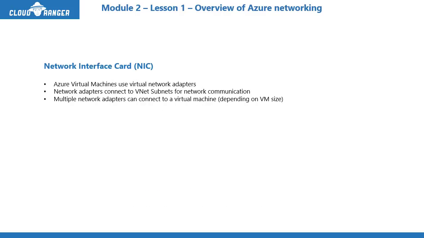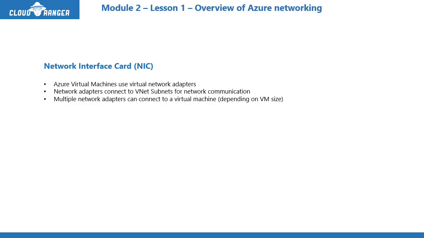Now, network interface card: some of you might be wondering why I am explaining this. For Azure, this is actually very important. As you can imagine, Azure virtual machines use virtual network adapters, like any physical server, or a PC or a laptop you are on. It might have an RJ45 connection or Wi-Fi connection. It means it has a network adapter, similar to virtual machines here. The network adapter connects to VNet subnets for network communication. So all of those will be connected to the subnet. So the subnet is aware of the network interface cards, or NICs, that you have.